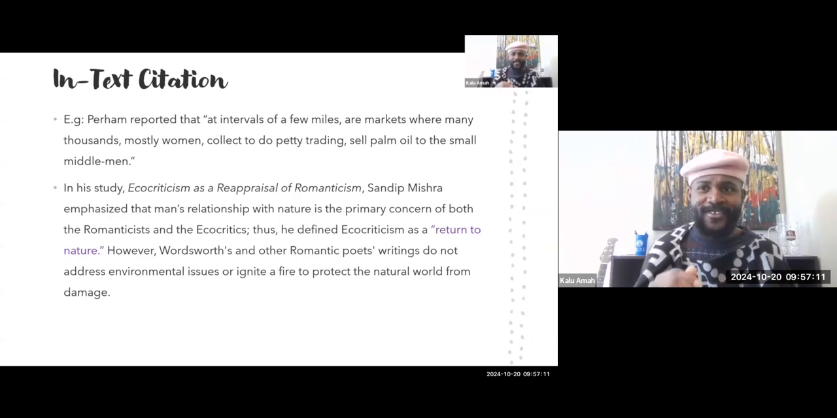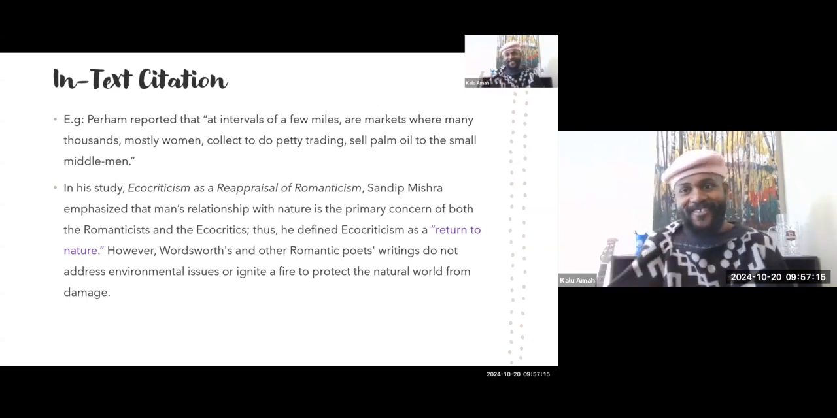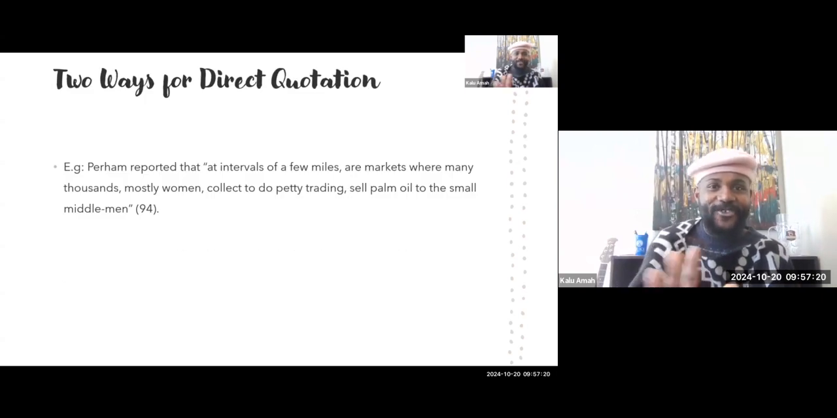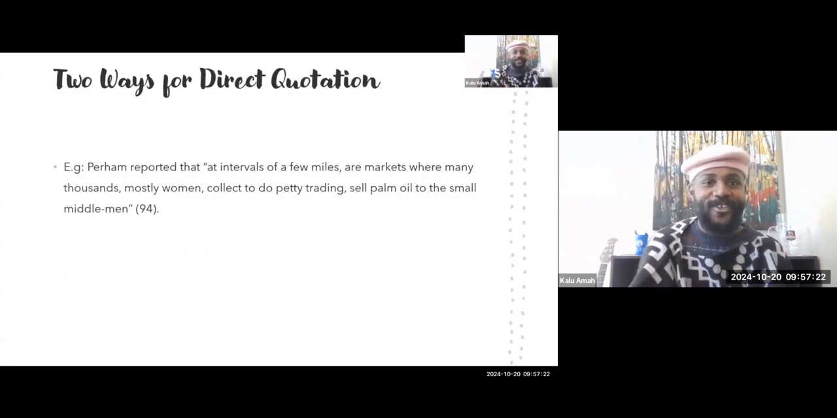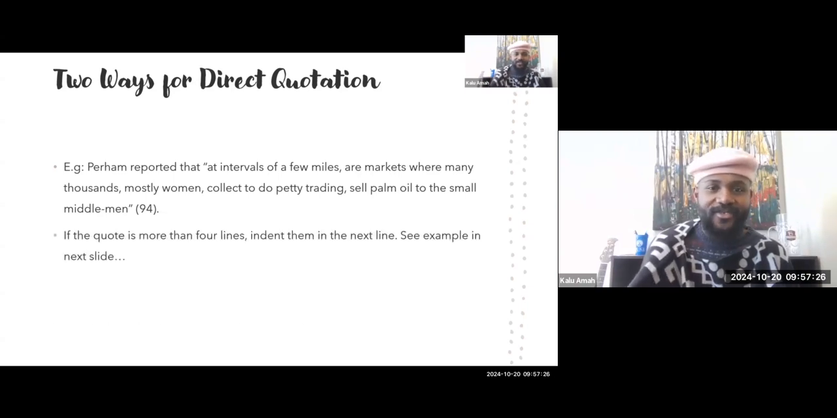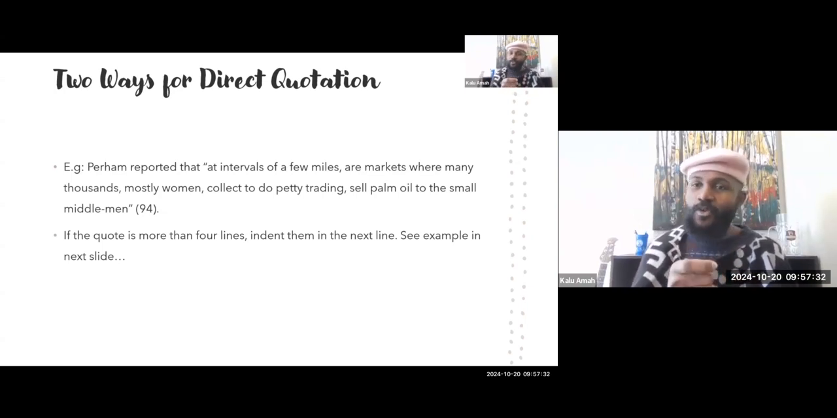I love the fact you always ask a proactive question, Professor Mary, because it's always something I've addressed in the next listing. Okay, let's look at it this way. So, two ways for direct quotation. Look at the next line. If the quote is more than 4 lines, indent them in the next line. So this addresses your question, Professor Mary.